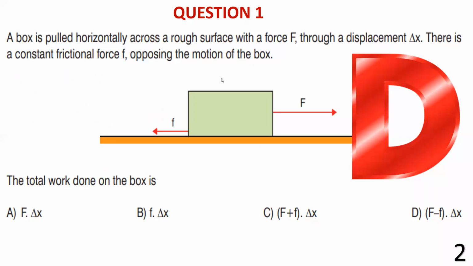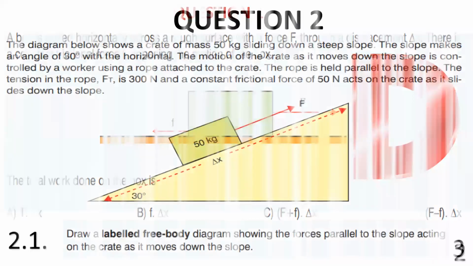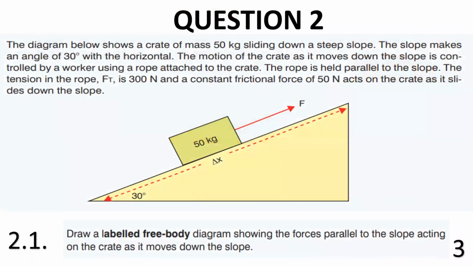Now the long question is coming. Question 2, we separate also 2.1, 2.2, just different slides. Let's see what they ask now. The diagram shows a 50 kg object sliding down. The direction of motion is going down. That's the important point: sliding down. That's a tip. And then the angle is 30 degrees.